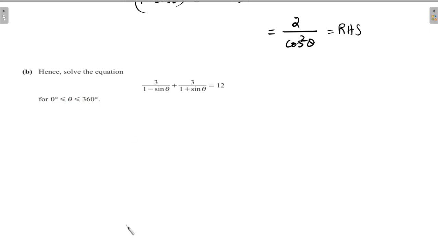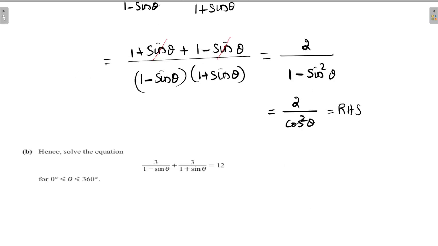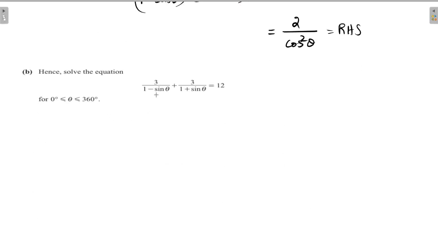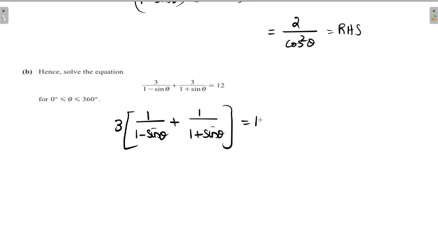Hence solve the equation, theta lies between 0 to 360 degree. What are the possible values of theta? Our given expression is 1 by, but here the B part is given 3 by. So from this equation we can take 3 as a common factor. So 3 times (1 by 1 minus sine theta plus 1 by 1 plus sine theta), which is equal to 12. Now we can replace this identity, 1 by 1 minus sine theta plus 1 by 1 plus sine theta, which is equal to 2 by cos square theta, which we already proved.